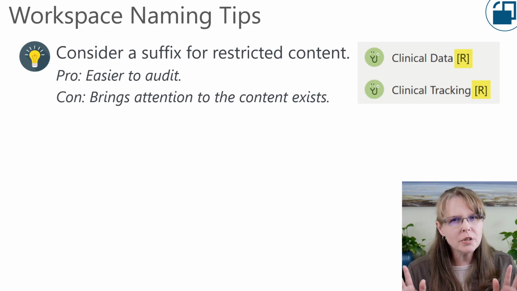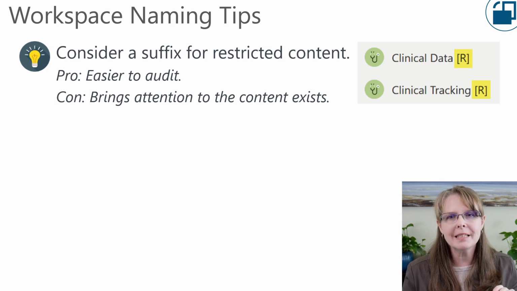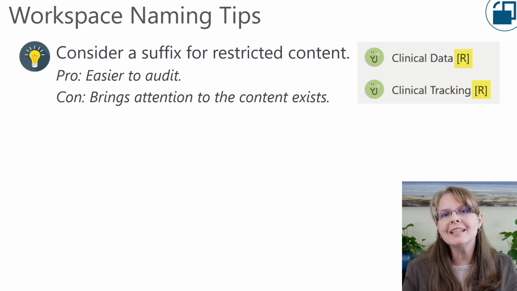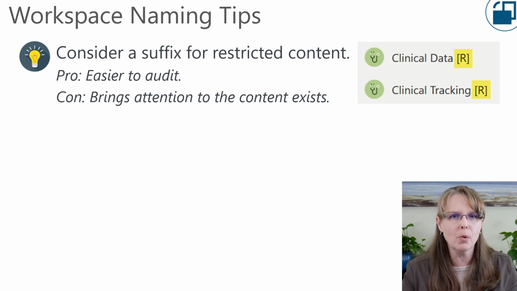And this one is mostly just food for thought. If you have highly restricted content that needs to be audited a specific way, you might include that as part of the name, like an R suffix in the example here that indicates restricted content. The big downside to this is that if something does go wrong with the access, it brings attention to the content. As an alternative, some organizations also keep additional workspace metadata in something like a SharePoint list.